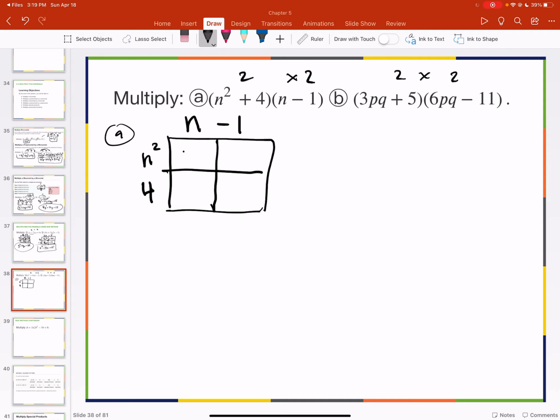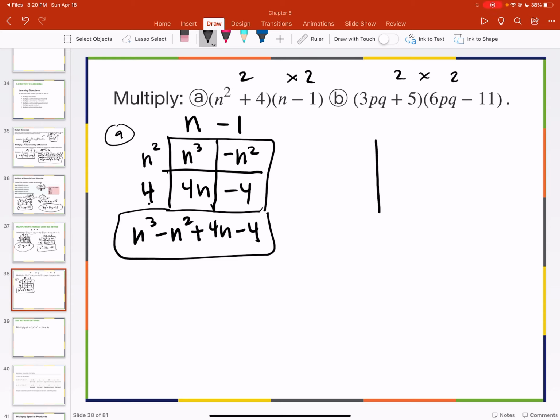So n squared times n is n cubed. 4 times n is 4n. -1 times n squared is just -n squared. And then 4 times -1 is -4. So it does not look like there are any like terms here. So n cubed minus n squared plus 4n minus 4. And that's it.